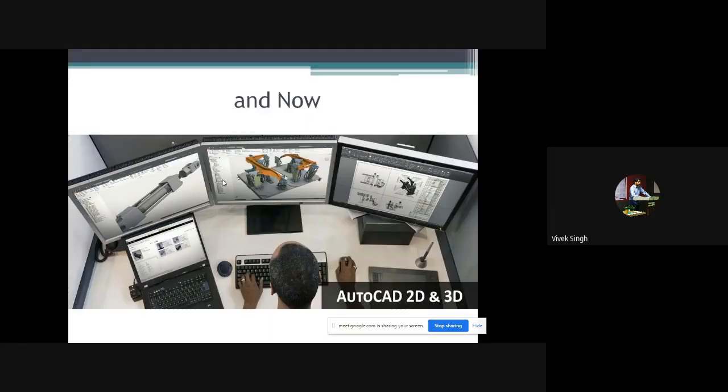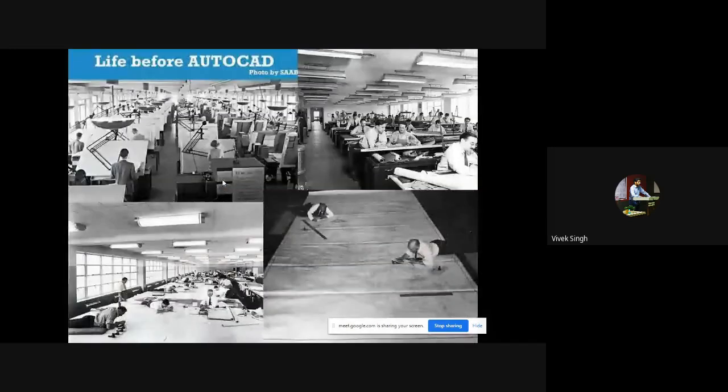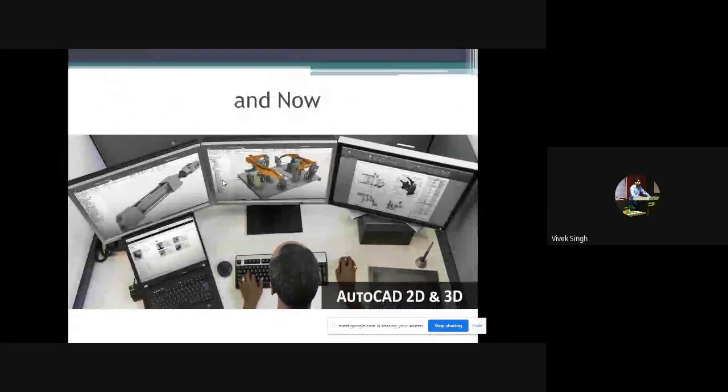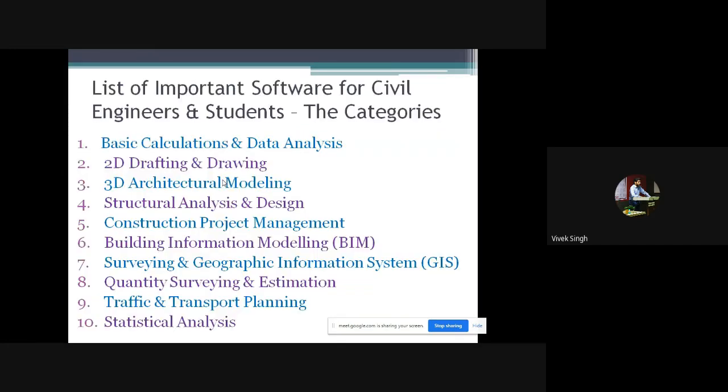And now you can see, earlier it was like this, then this, and now this. You can see we have lots of softwares around, and this is AutoCAD 2D and 3D. Both 2D and 3D are there. You can work on both, and not only 2D models, you can also develop 3D models.